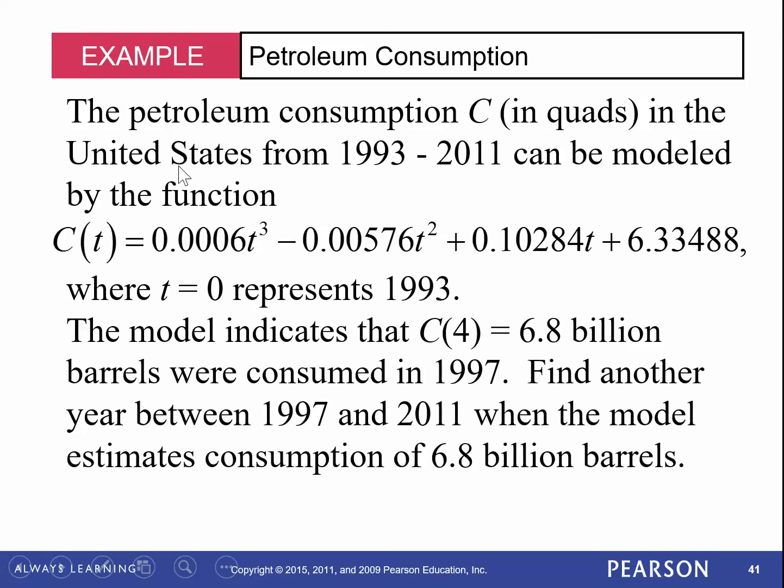So we've got a petroleum consumption C in something called quads. Interesting. And those are not for wheeled vehicles that you ride on. So petroleum consumption in the United States from 1993 to 2011 can be modeled by this equation right here. t equals 0 represents 1993. And again, the model indicates that if you plug in a 4, you're going to get 6.8 billion.